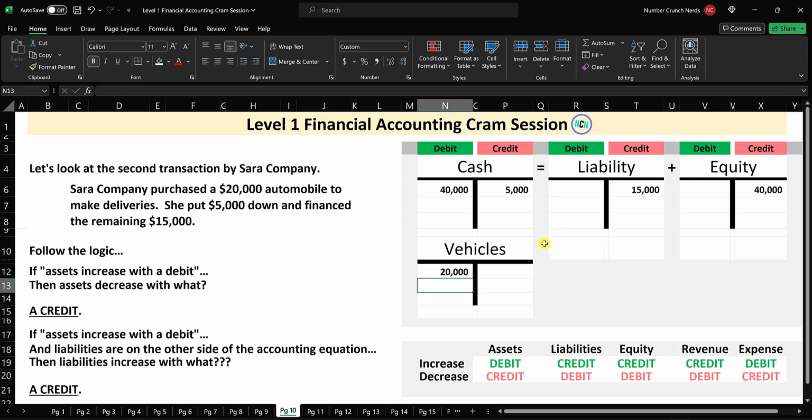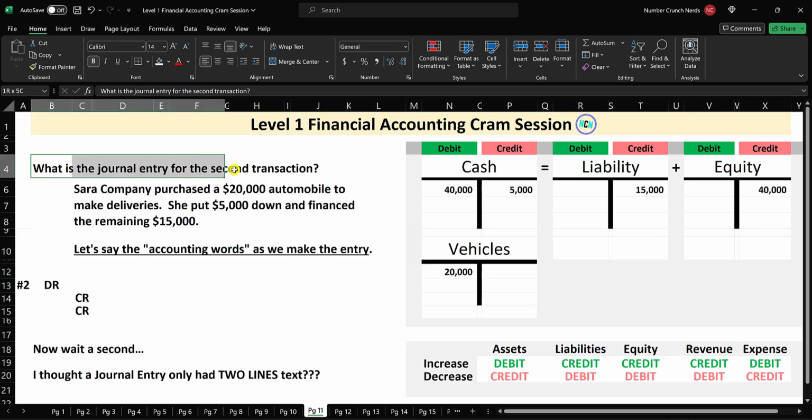Do debits equal credits? Remember, debits always have to equal credits. Here's my debit, vehicle, $20,000. What are my credits? A decrease to cash of $5,000 plus an increase to liability of $15,000. My credits equal 20. My debit is 20. Debits and credits are the same.